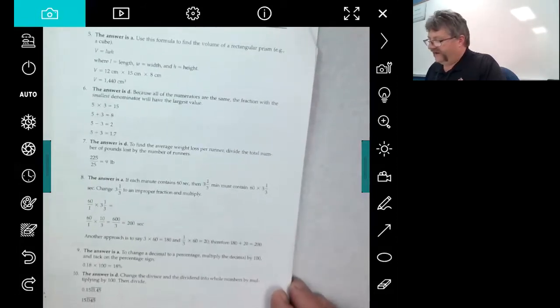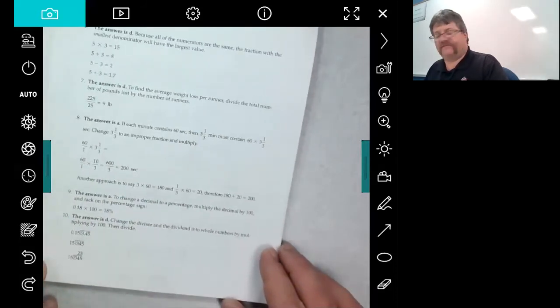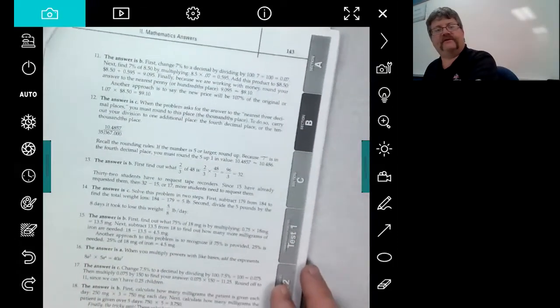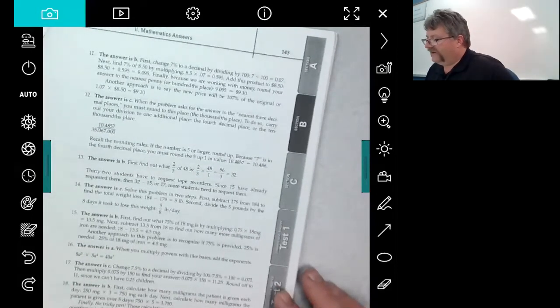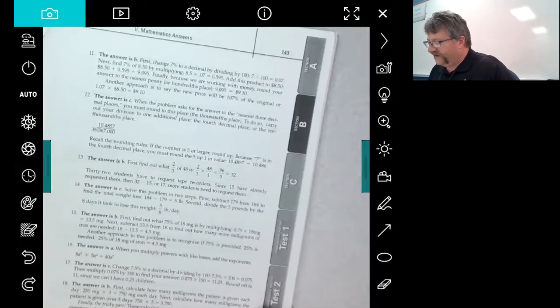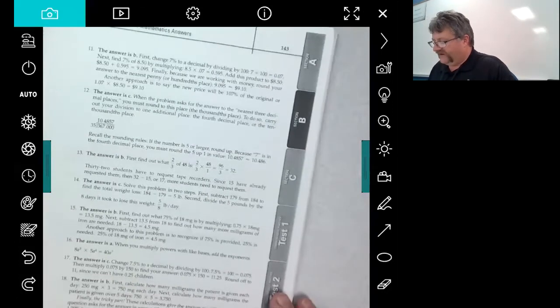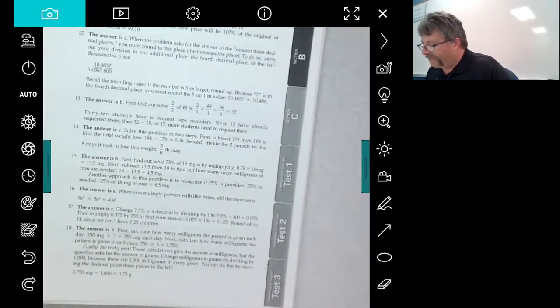7, the answer is D. 8, the answer is A. 9, the answer is A. 10, the answer is D. 11, the answer is B. 12, the answer is C. 13, the answer is B. 14, the answer is C. 15, the answer is B. 16, the answer is A. 17, the answer is C. 18, the answer is B.